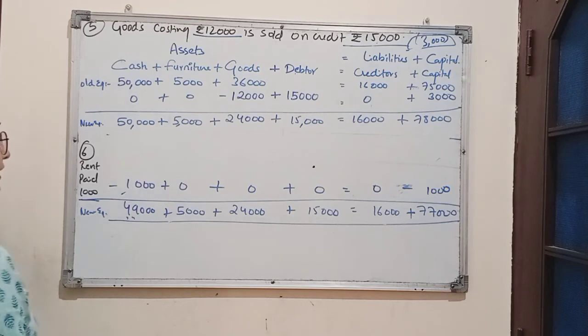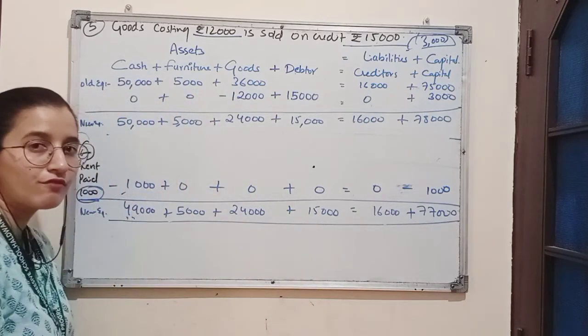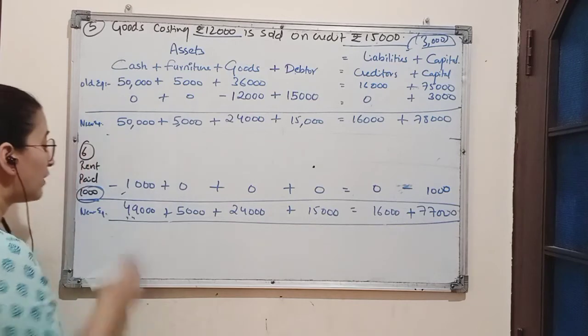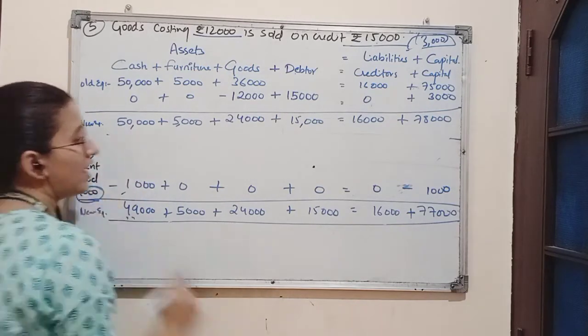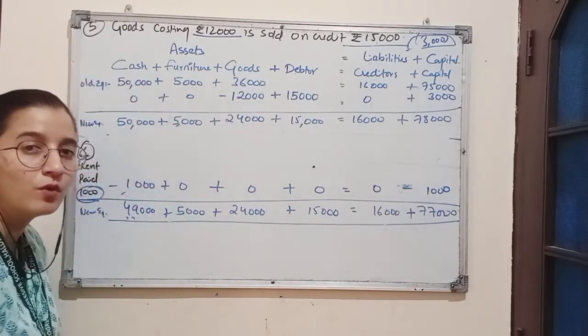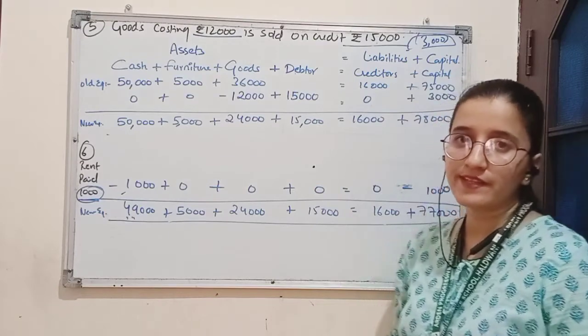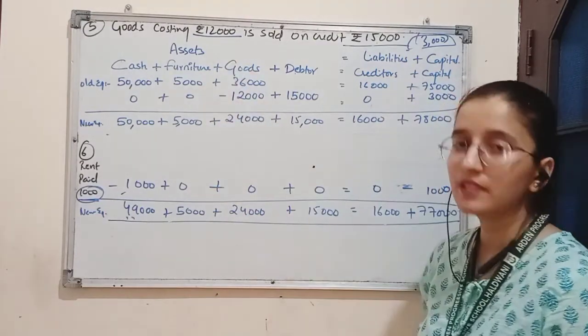One more important thing: in case of expenses, the amount is reduced from cash and capital. In case of income, for example, if the firm has received rent amounting to 1,000, that 1,000 will be added to both the cash and capital columns. So these were some important transactions which affect the accounting equation in this way.